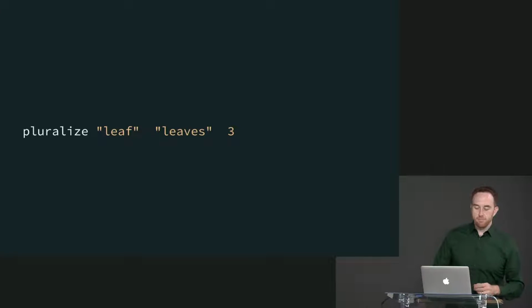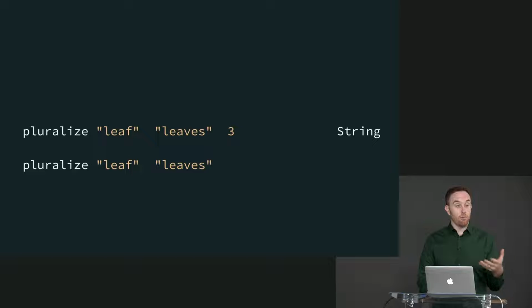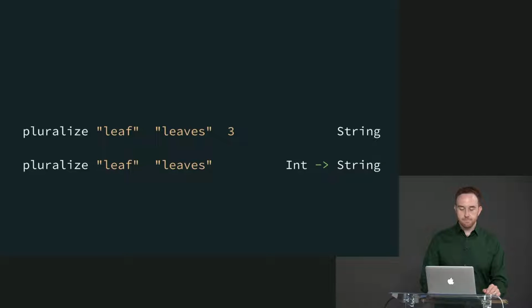Okay, well, let's think about what we know and what we've observed in a little bit of a different way. So we're calling pluralize passing leaf, leaves, and 3, and that gives us back a string. And we've also established that if you call pluralize passing just leaf and leaves, and leaving off the 3, that gives us back a function that takes an int and returns a string because of partial application.